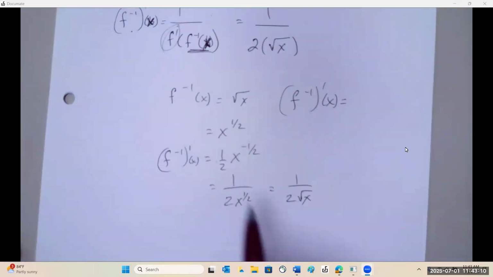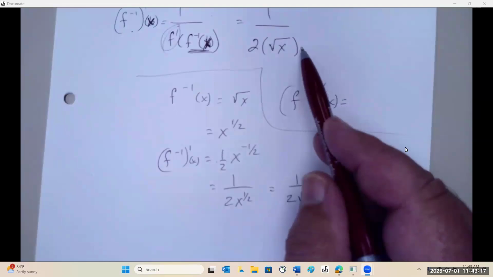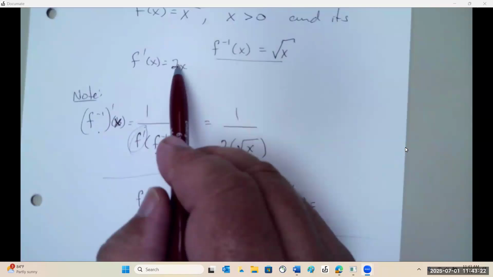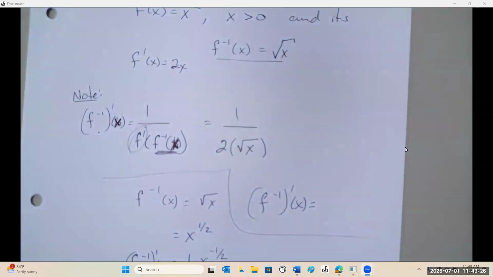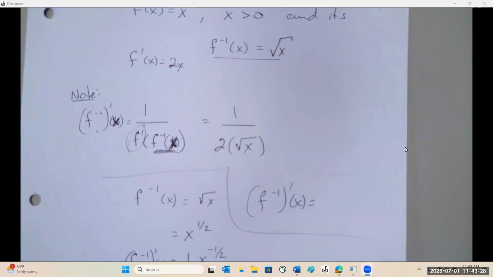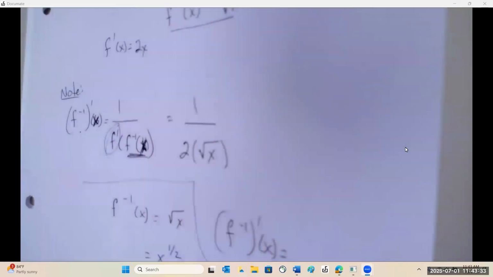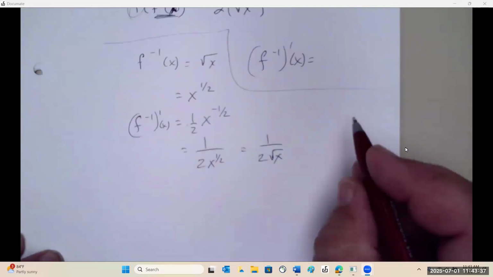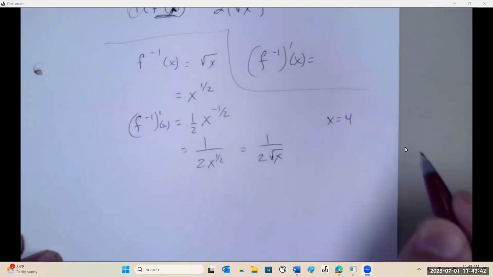So, why do we have to know this new method of doing it? Look how many steps are involved in this. In this one, if we have our inverse function, all we have to do is find the derivative of our original function. Anywhere we see an x, plug that in there. And we're done. So what happens when x is 4?